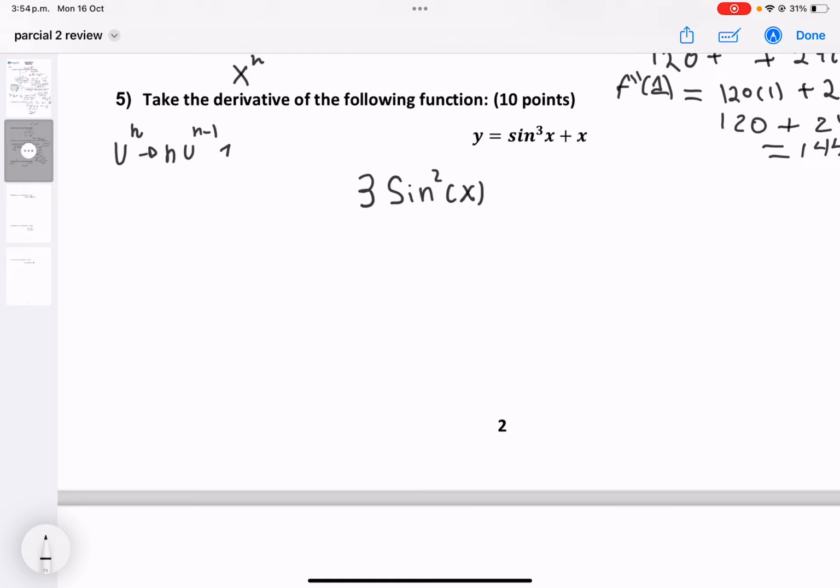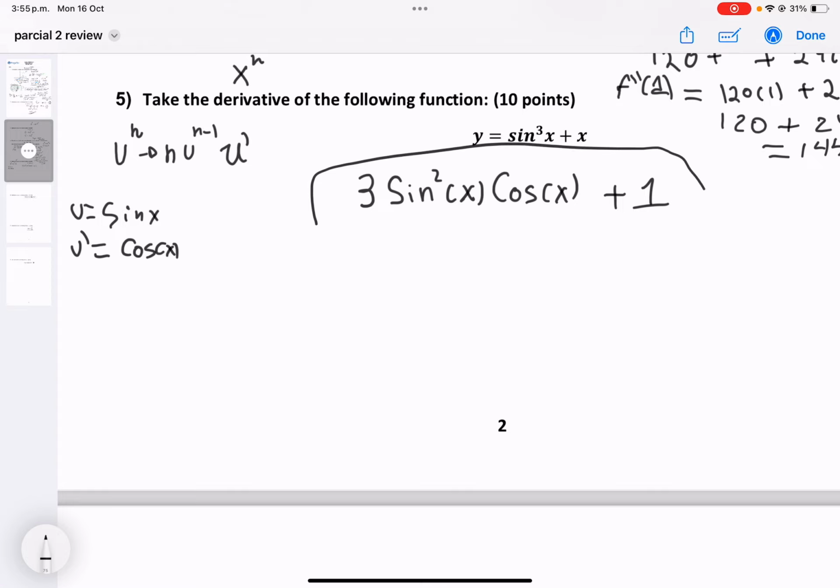And then what I am missing is multiply it by the derivative of u. What is u? Sine of x. What is the derivative of u? Cosine of x. So I just have to multiply this by cosine of x. And what is the derivative of x? That is 1. So this is the answer. 3 times sine squared of x multiplied by cosine of x plus 1. Okay.